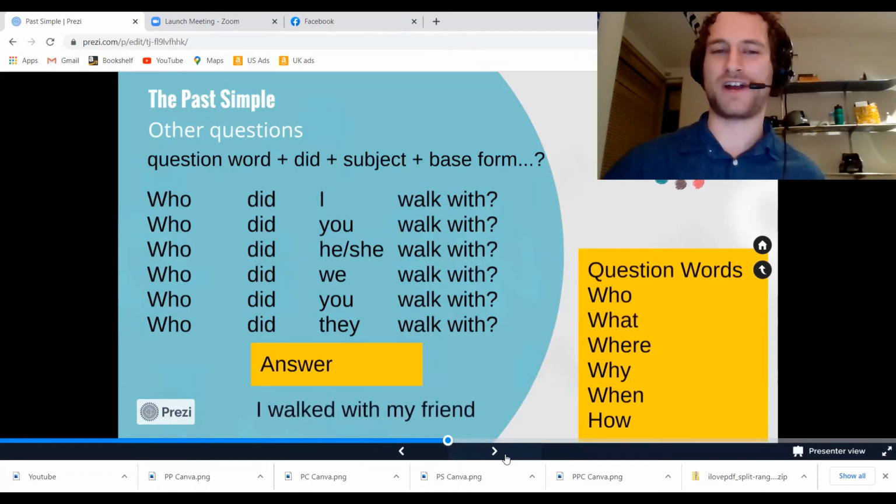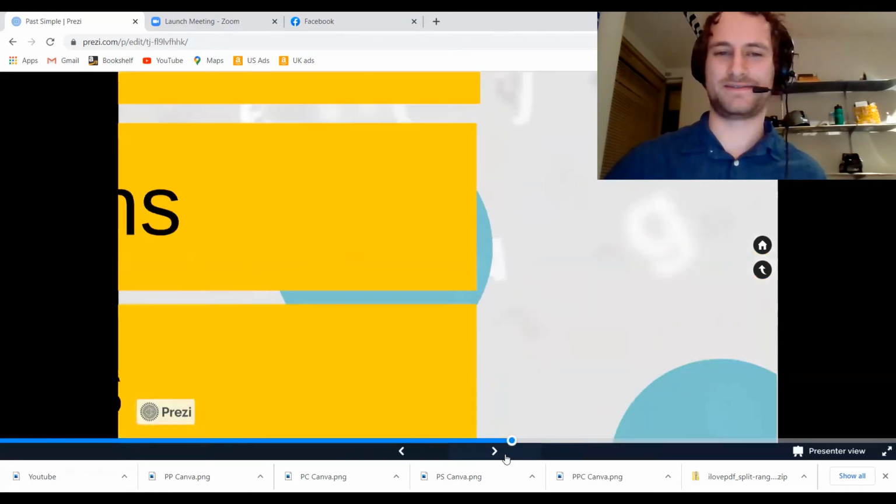I walked with my friend. She walked with her boyfriend. He walked with his girlfriend. You walked with your parents. They walked with each other.